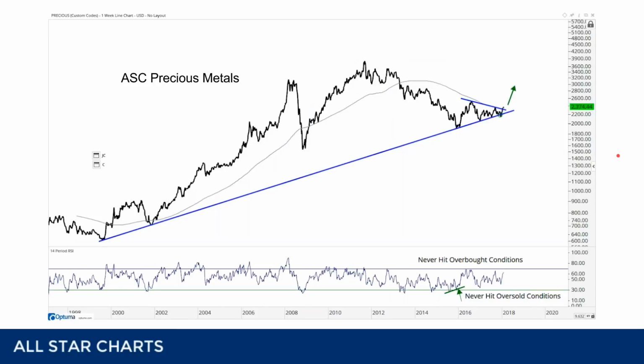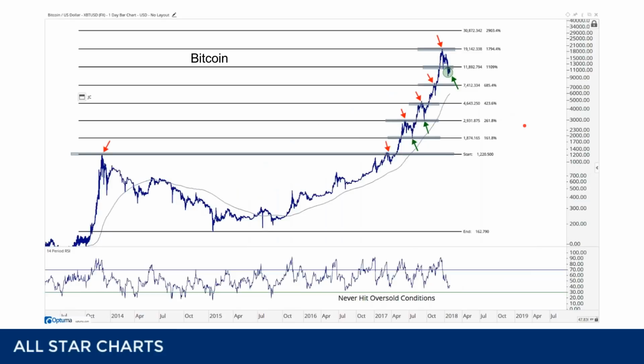And then what I did here is I took all the precious metals, gold, silver, and platinum, and I equally weighted them, and created essentially an equally weighted precious metals index. Not only did we not break down below that key support going back to 1999, but we're now breaking out above a nice little symmetrical triangle. So this is very, very interesting and is pointing towards buying precious metals.